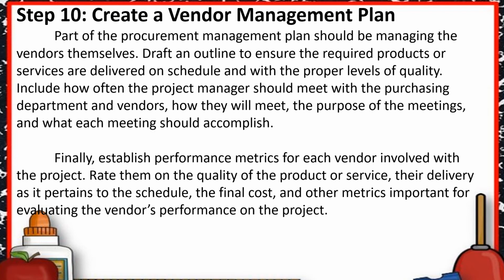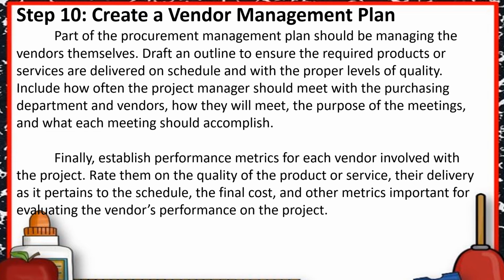Step 10. Create a vendor management plan. Part of the procurement management plan should be managing the vendors themselves. Draft an outline to ensure the required products or services are delivered on schedule and with the proper levels of quality. Include how often the project manager should meet with the purchasing department and vendors, how they will meet, the purpose of the meetings, and what each meeting should accomplish. These meetings will keep the project manager informed about the progress of the procured products or services.